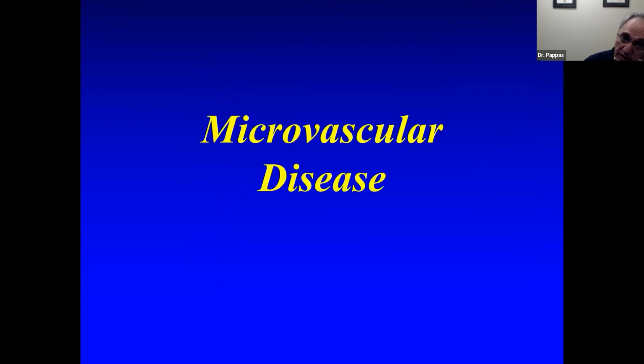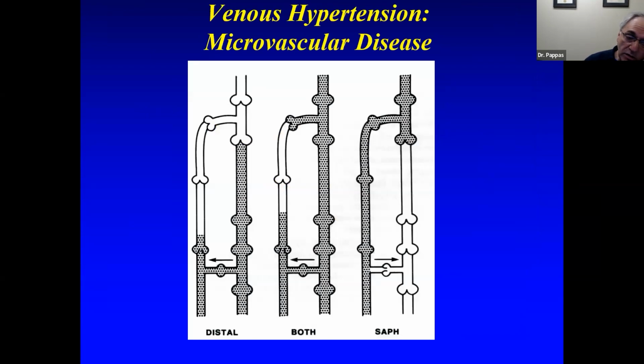What about the microvascular changes? Well, once you get the macrovascular changes and you start to get reflux, the prevailing theory has always been that you have abnormal blood pressure in the venous system. And what this diagram shows here is that when you break up the valves, instead of having small columns of blood, you have larger columns of blood.